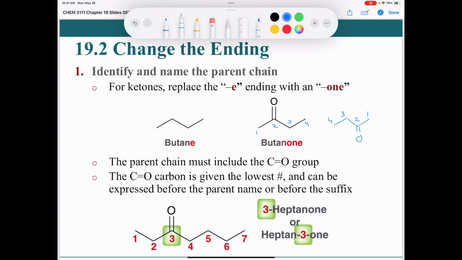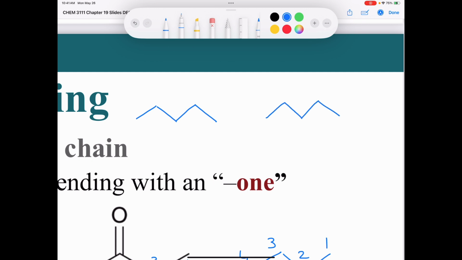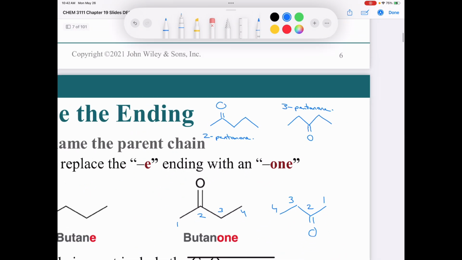It's not till you get to 5 carbons that you have to start using a locant. Like let's say you had 1, 2, 3, 4, 5, and 1, 2, 3, 4, 5, like this. If you put a carbonyl here or here, these are 2 different ketones, right? This one would be 2-pentanone, and this one would be 3-pentanone, okay? So you don't have to start using a locant for the carbonyl of a ketone until you get to 5 carbons.